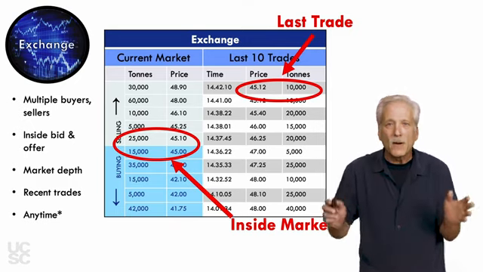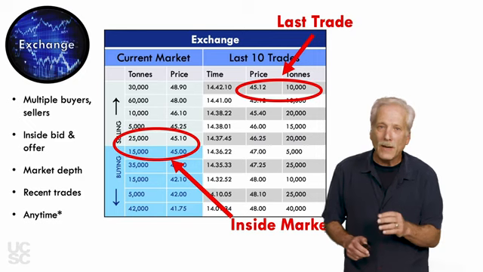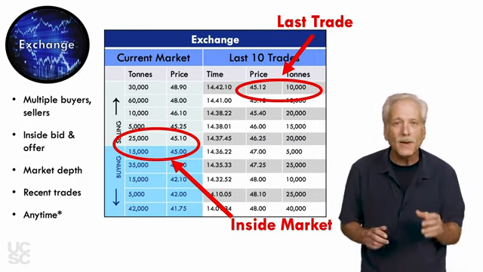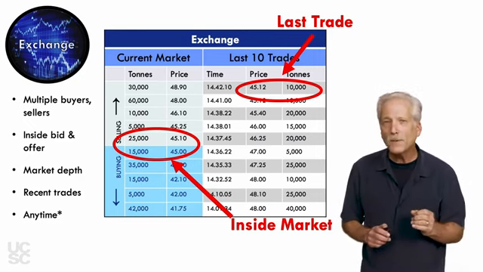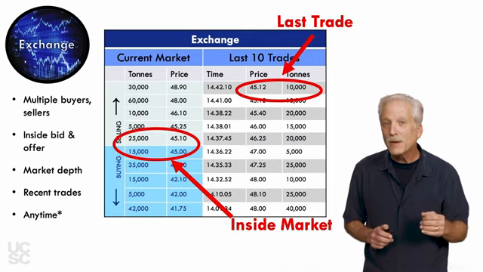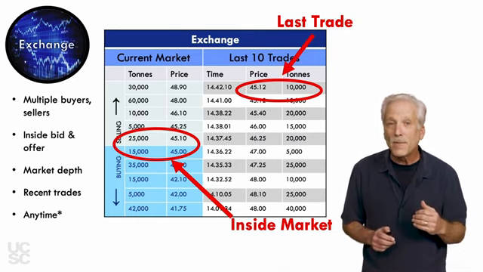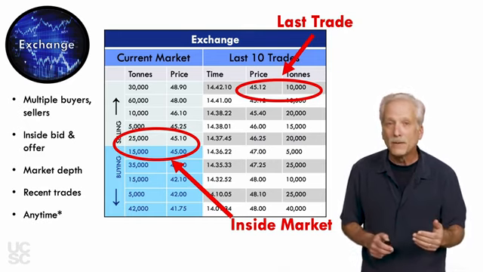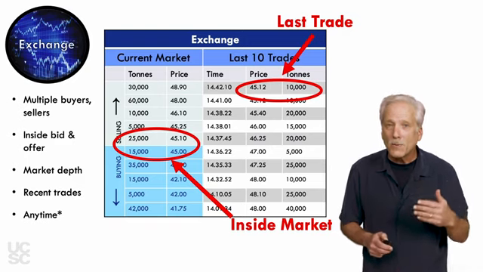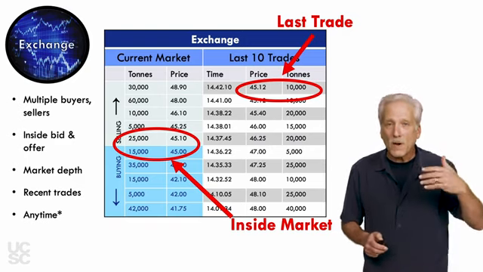Now you can tell a number of different things by just looking at the screen, even if you decide not to transact. What can you tell? Well, the first thing you can tell is that there's a healthy number of bids to buy and offers to sell. How do I know that? Well, there are multiple bids and there are multiple offers.